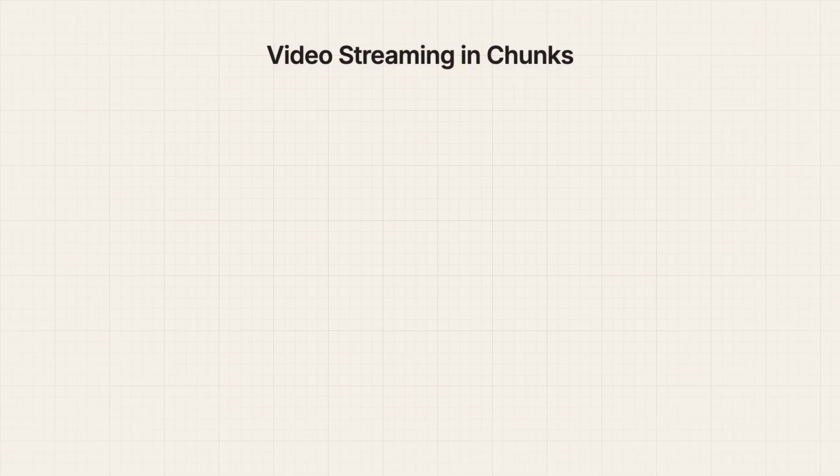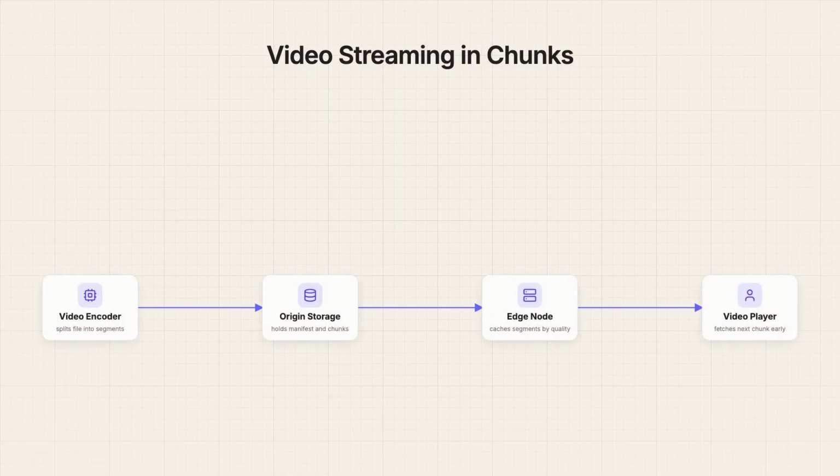Streaming protocols like HLS and DASH break a video into small segments, typically 2 to 10 seconds long, each available in multiple bitrates. The player fetches a manifest file that lists all segments, then requests them one at a time. Because segments are static files, edges cache them perfectly. The player adapts quality by switching bitrate tracks based on network speed, and the edge serves each chunk nearly instantly.